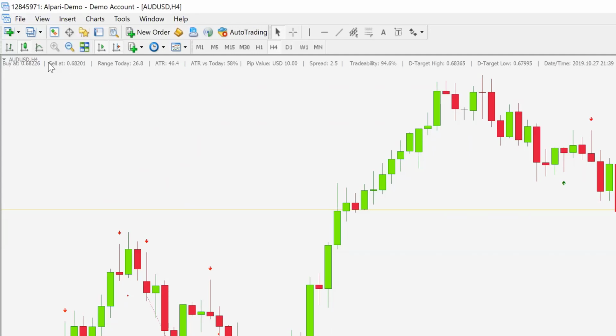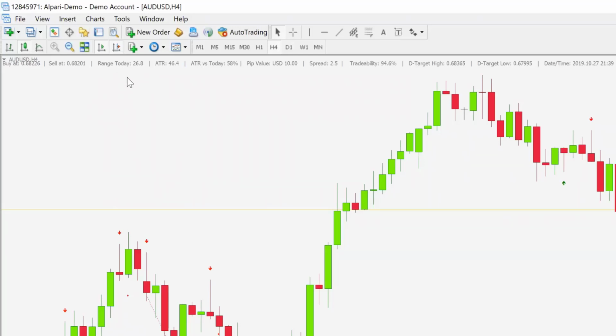I make it easy for you to see that if you're taking an instant execution trade, a market order, you'll be buying at 0.68226, and if you're selling, you'll be selling at 0.68201.